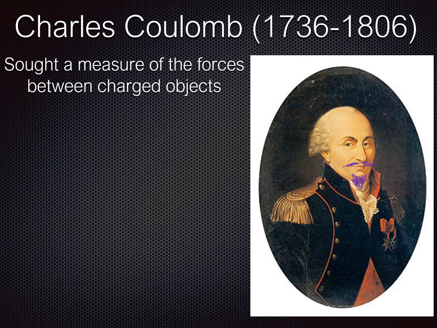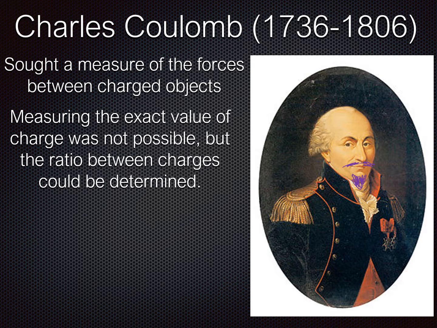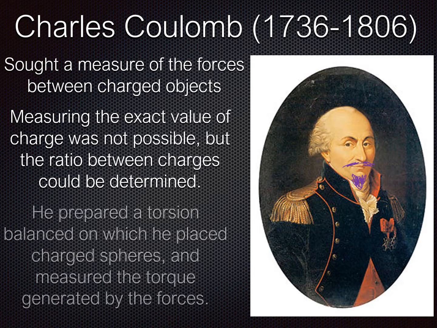He started taking measurements of different charged objects to see if he could figure out what the value of charge was. Now, he wasn't able to get an exact value, but he could find the ratio between different charged objects, which isn't exactly the same, but we learned quite a lot from his experiments. The way he did it is pretty incredible. He prepared a torsion balance, which you'll see a picture of in a moment, and he had different charged spheres and measured the torque that was generated by those forces. So let's take a look at a picture of what that looks like so you can see exactly how that worked.